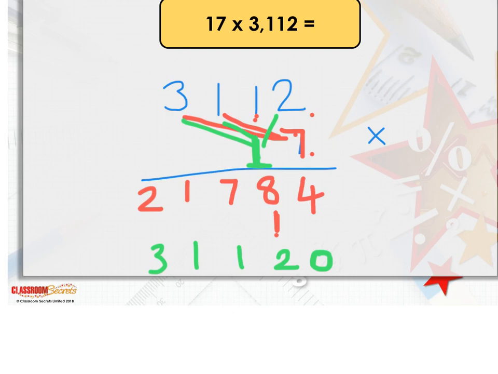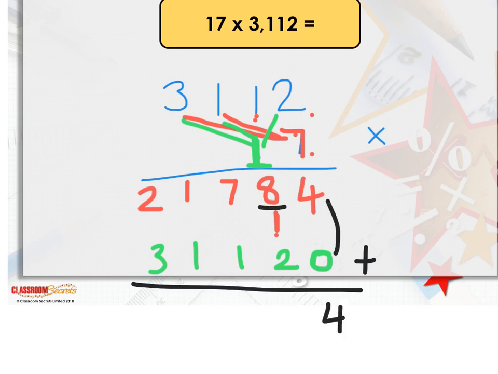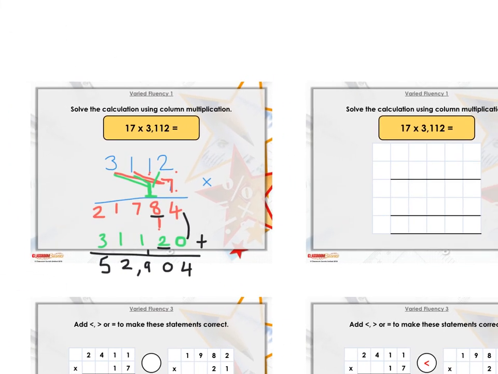We need to add these up now, and that is going to give us our product. So we're going to do 4 add 0 is 4, 8 add 2, which is 10, 7 add 1 is 8, 9, 2, and 5. So hopefully you've got 52,904 for that one. Let's check this on our next page.